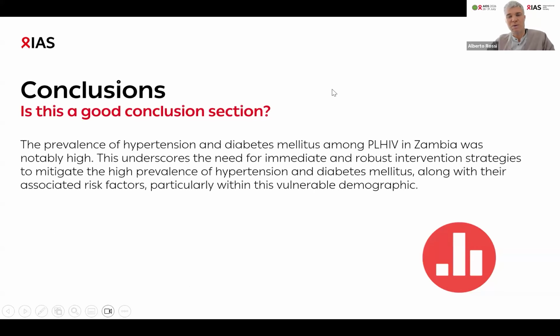Again, we're going to ask you to assess a conclusion. So I'm going to read it through. The prevalence of hypertension and diabetes mellitus among people living with HIV in Zambia was notably high. This underscores the need for immediate and robust intervention strategies to mitigate the high prevalence of hypertension and diabetes mellitus, along with their associated risk factors, particularly within this vulnerable demographic. And the question is whether you think this is a good conclusion section or not. We'll give you 15 more seconds to quickly reread it and think.